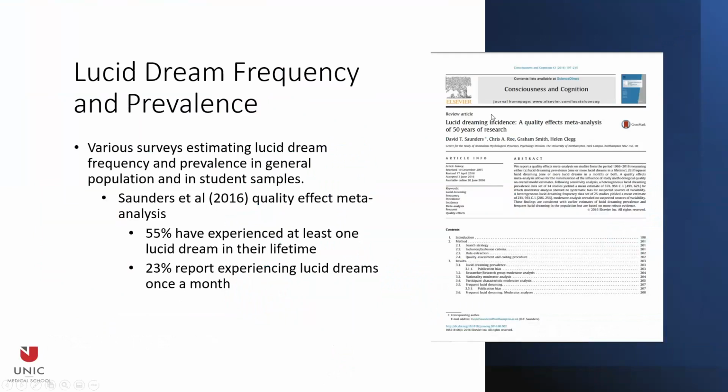So how prevalent is lucid dreaming? It's thought to be a rare phenomenon that happens during REM sleep, the stage of sleep most associated with dreaming. But how prevalent is it? A recent meta-analysis by Saunders et al. in 2016 showed that about 55% have experienced at least one lucid dream in their life, and that 23% report experiencing lucid dreams once a month. This finding showcases that the capacity to lucid dream is actually widespread.